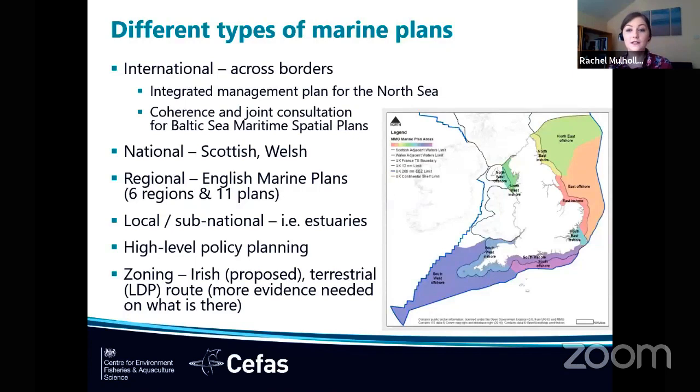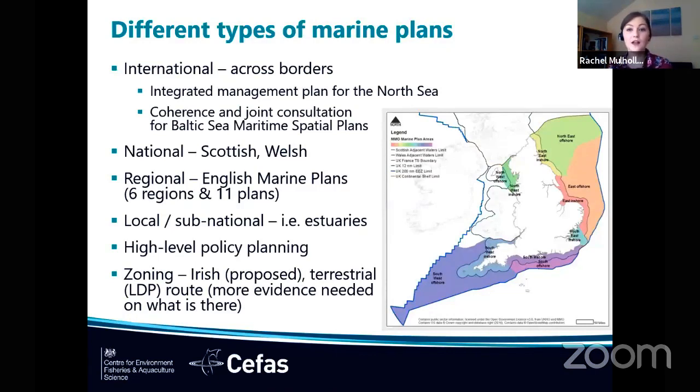Similarly, the Baltic Sea countries coordinated in the development of their marine plans and agreed a timetable for adoption of their plans and joint consultations. So although the different countries have their individual marine plans and fulfill their regulatory responsibilities in this way, the planning for the whole Baltic Sea area is more coordinated and aligned than if each country went through the process fully independently. That level of plan is quite rare.